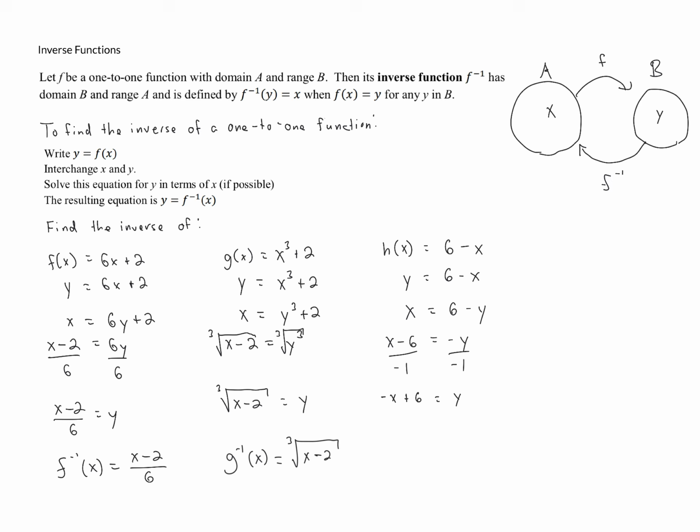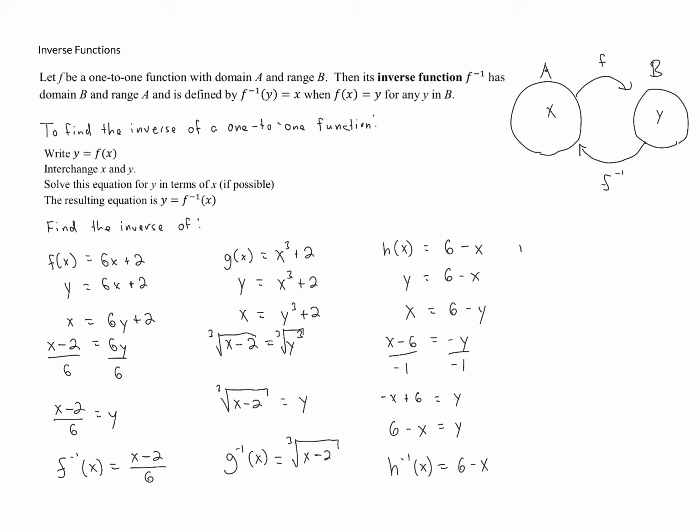And I'm going to rearrange those terms. I'm going to write 6 first, so that's going to be 6 minus x. And so that is our inverse function, h inverse of x equals 6 minus x. And the interesting thing that you see here is that the inverse function is actually the same as the original function, and that does not happen every time, of course. We've seen other examples where that's not the case, but there are certain functions that are their own inverses. So it is perfectly fine for that to happen in this situation.